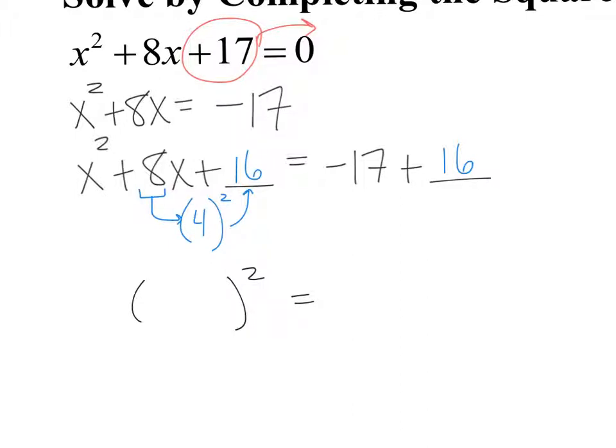And then I'll just combine like terms on the right. Negative 17 plus 16 is negative 1. And so can you factor x squared plus 8x plus 16? I believe it is x plus 4 and x plus 4. So therefore I'm just going to write it as x plus 4 squared. So all we're doing here is factoring this. And if you have completed the square right, it will always end up something squared. That's the whole purpose of completing the square, is to factor that.